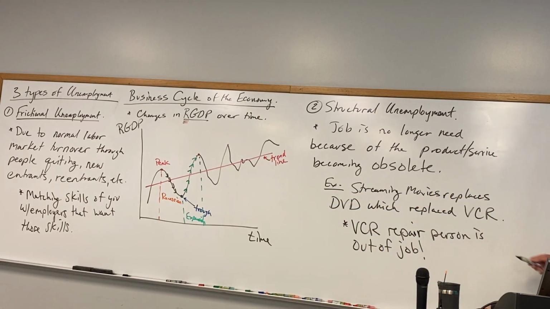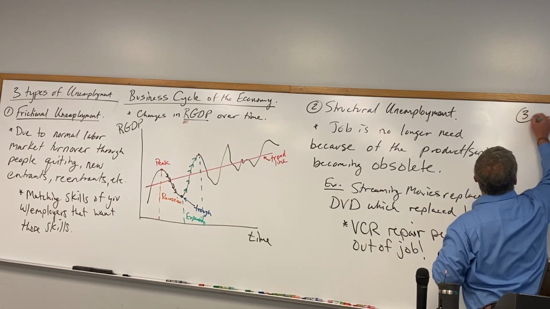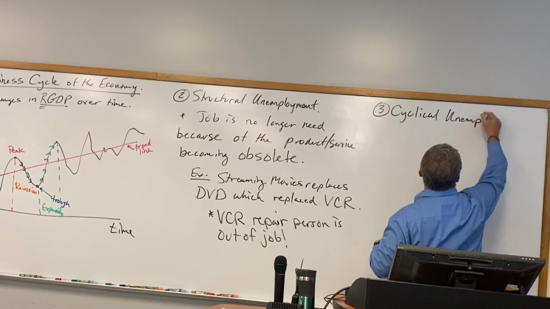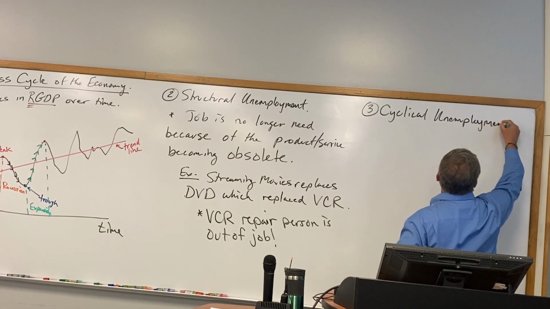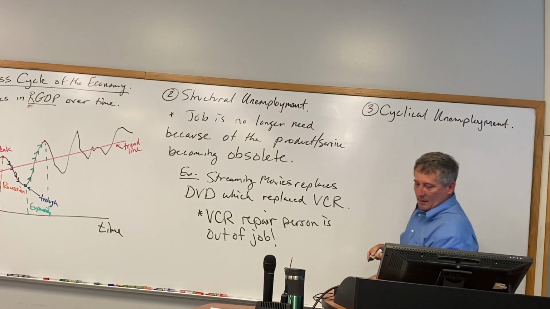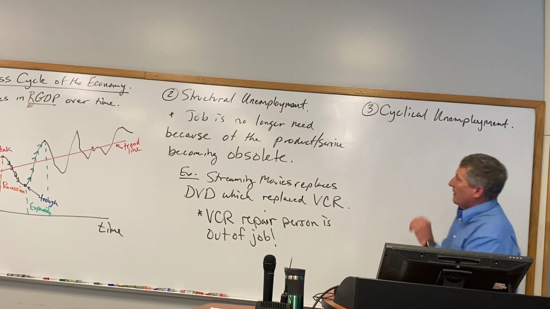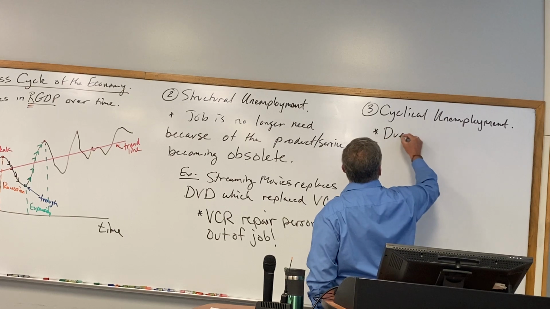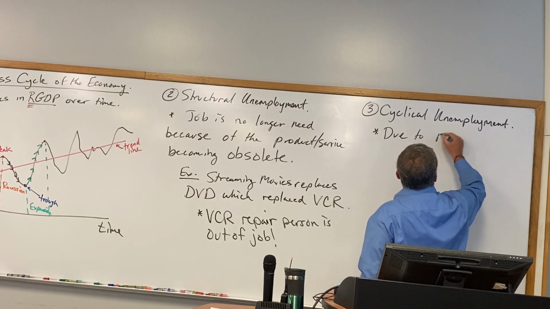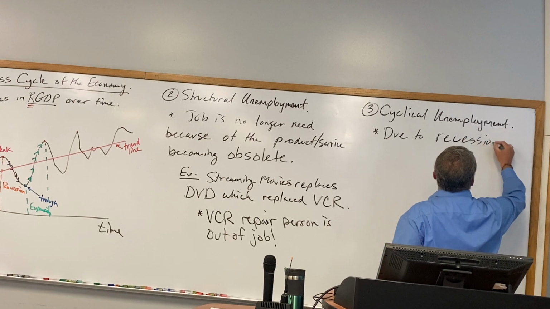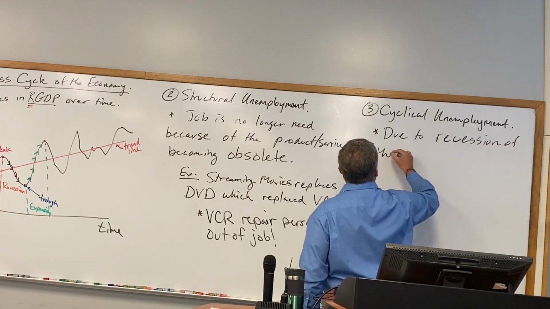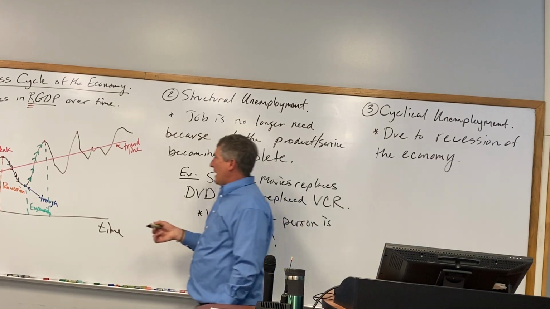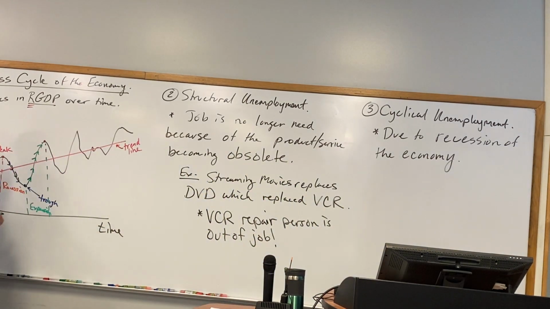All right, so our last one then is cyclical unemployment. Cyclical unemployment. And this is unemployment due to recession of the economy. The ups and downs. I got a job, I lost my job. I got a job, I lost my job.